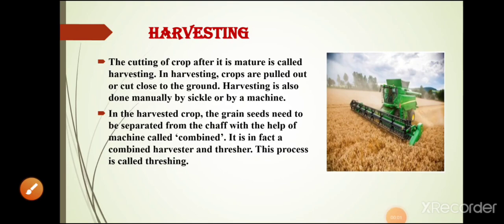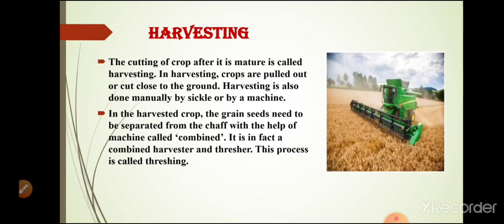Now our next step is harvesting. Students, once the crop matures, it is harvested. So the process of cutting and gathering a crop is known as harvesting. Harvesting is done either manually by means of sickles or by some other mechanical means by using a harvester. The harvested crop may contain all kinds of unwanted matter. So the whole process of separation of grains from the harvested crop is known as threshing. And threshing can be done manually or by using the machine which we call a thresher or combine.